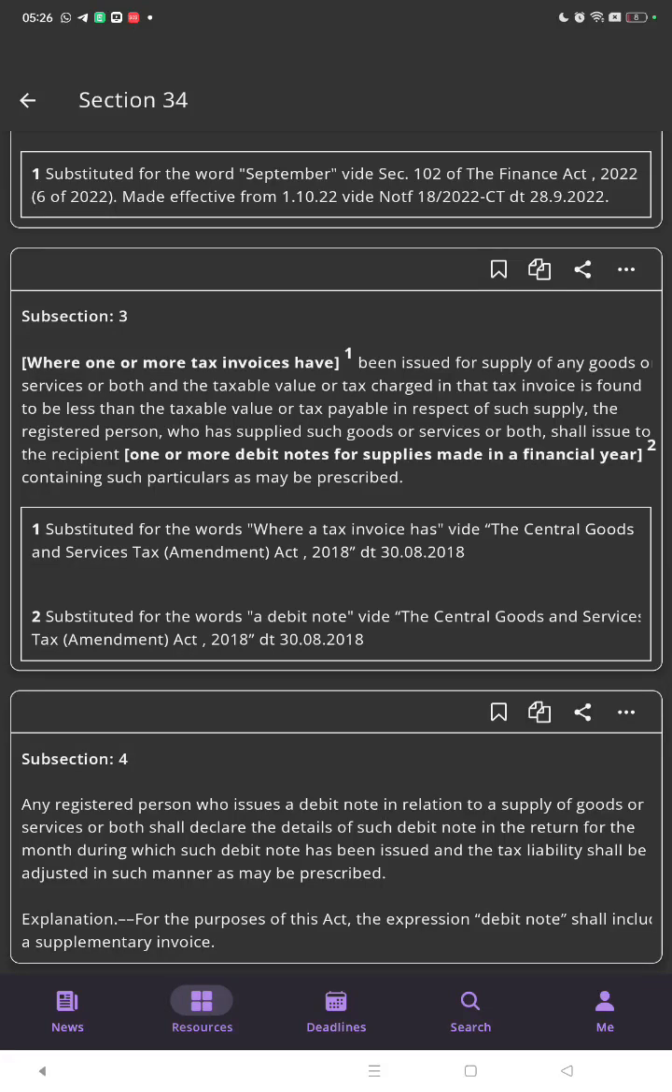Subsection 4. Any registered person who issues a debit note in relation to the supply of goods or services or both shall declare the details of such debit note in the return for the month during which such debit note has been issued, and the tax liability shall be adjusted in such manner as may be prescribed. Explanation: for the purpose of this Act, the expression debit note shall include supplementary invoice.